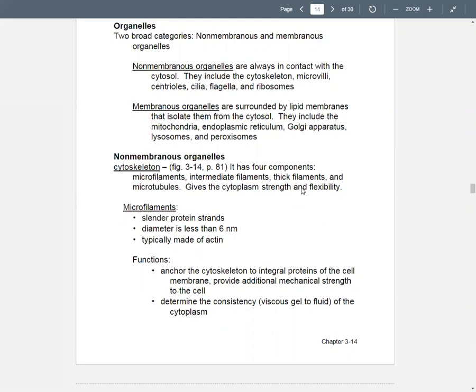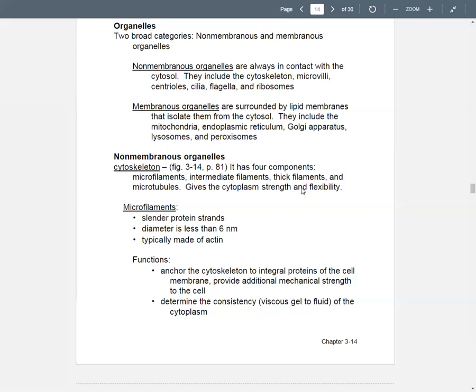Our membranous organelles have lipid membranes that separate them from the cytosol. So some of the ones that you may be more familiar with, like your endoplasmic reticulum, your mitochondria, your lysosomes, your Golgi apparatus, your peroxisomes, and if you're not, that's okay. Those have membranes. So let's start with the non-membranous organelles.